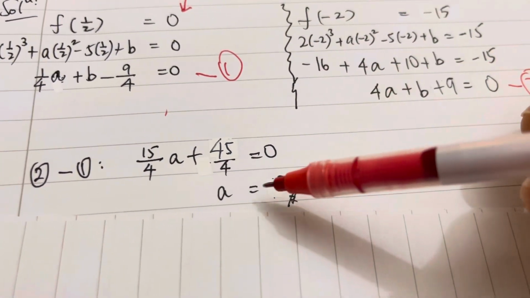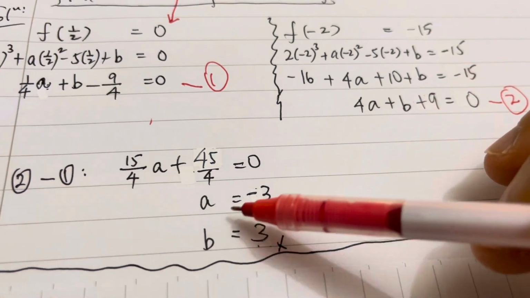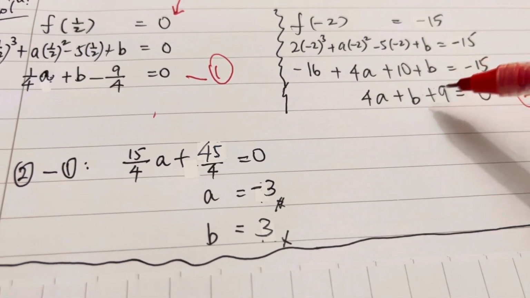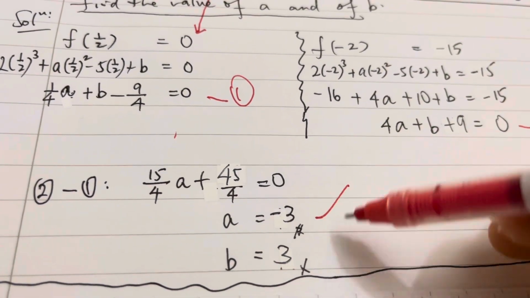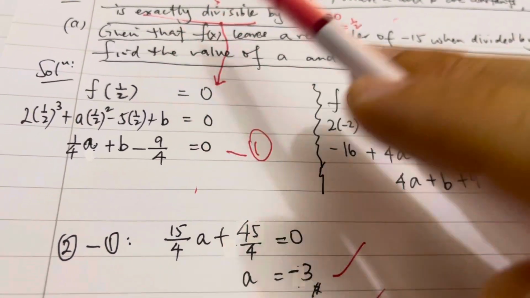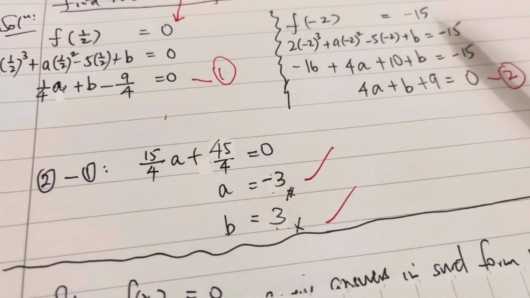Then I get a equals minus 3. Now there's no need to show any working for b. You simply sub a inside here, then you use calculator and get 3. Now after I've known a and b, basically that's it for part A. Part A is complete already. Now let me go to B.